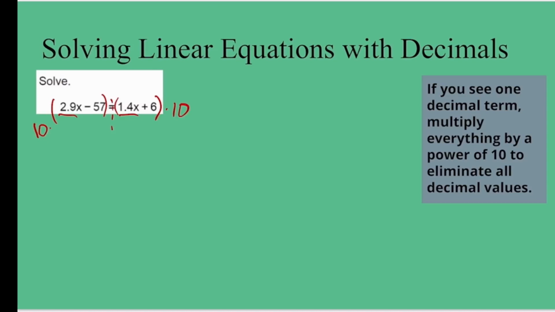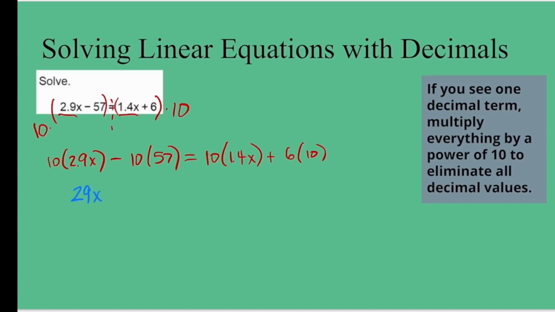So I'm using parentheses because we have to distribute this 10. Everything gets multiplied by 10. And while I'm writing this out, the reason we're multiplying by 10 is these decimals only go to the tenths place. There's one decimal place, which means if I multiply by a power of 10, it's going to move the decimal one place to the right. The whole equation changes now.